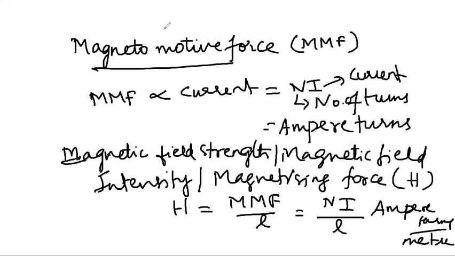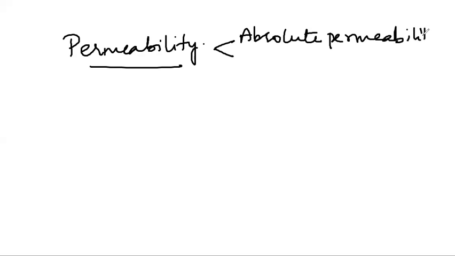Next parameter we have permeability. Permeability is the ease with which the magnetic lines of force can pass through the material very easily. So we have two types of permeability. One is absolute permeability and relative permeability.